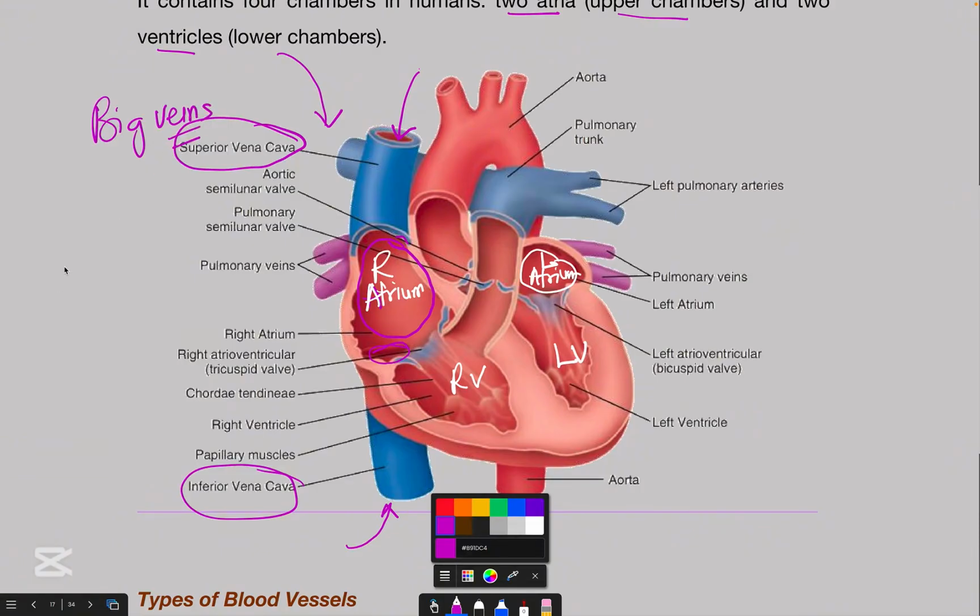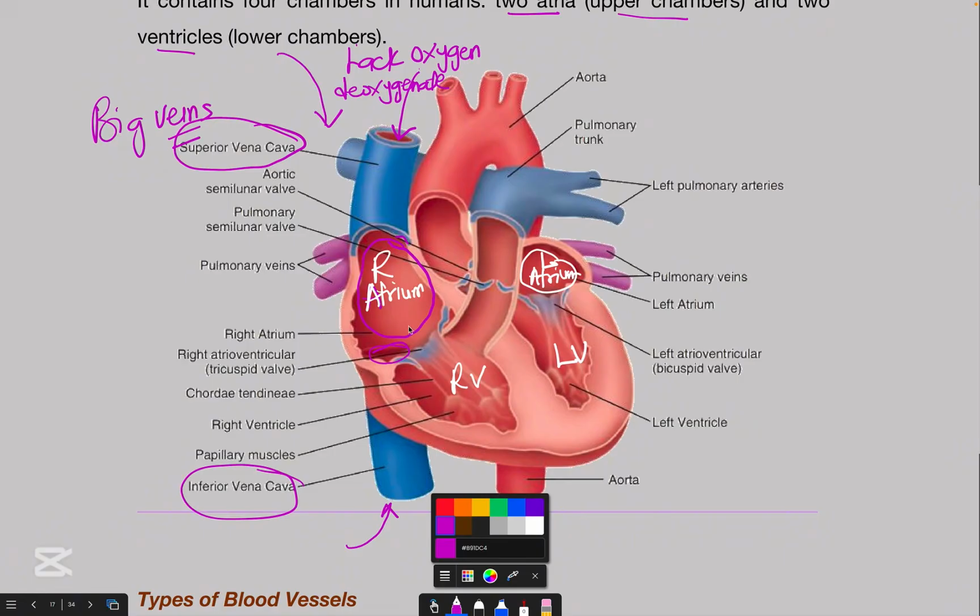Big veins. Now, this blood that is collected from the body, from the superior and inferior vena cava to the right atrium, is blood that lacks oxygen. It does not have oxygen. So we call it deoxygenated blood. This blood does not have oxygen. So we call it what? Deoxygenated blood. Is that okay?